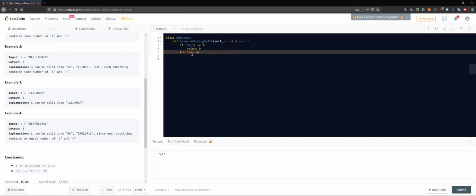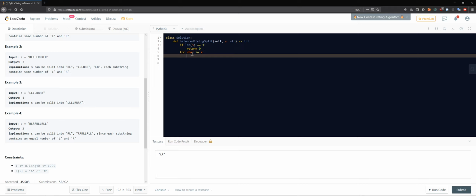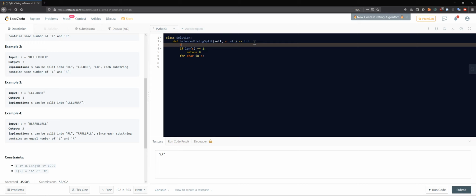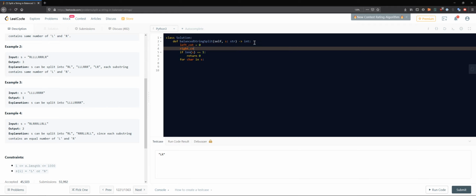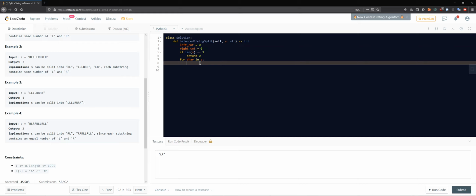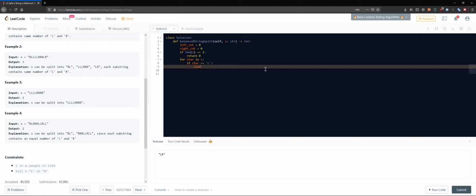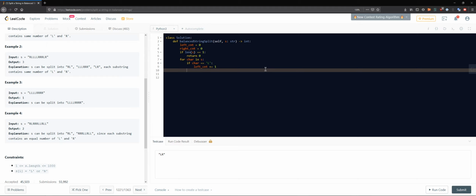So for char in S, let's have the counters already. Left count equals 0, right count equals 0. If char equals L, left count plus equals 1.